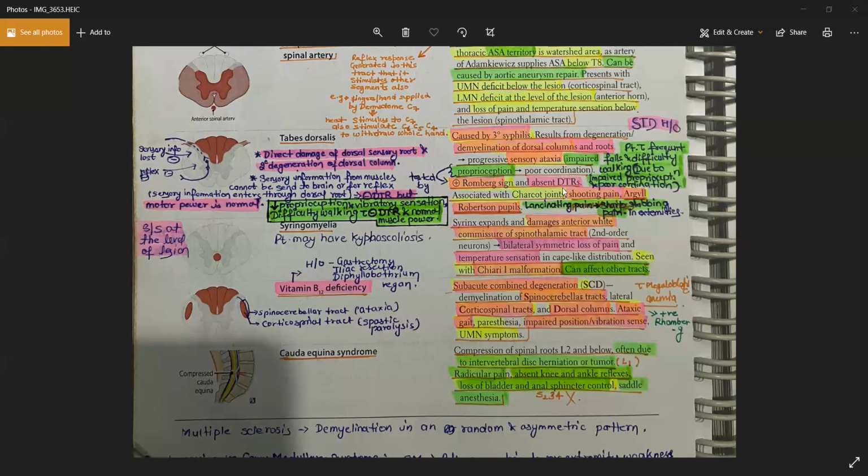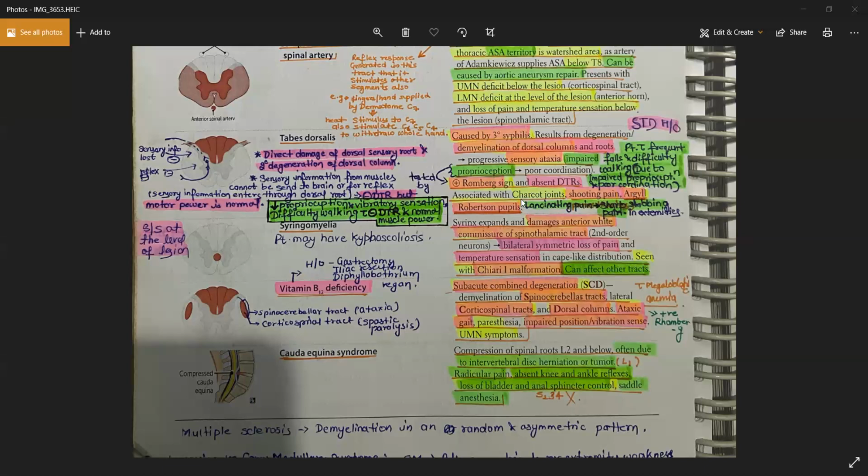You will have an absence of the deep tendon reflexes. Okay, you will have a sensory ataxia because of the impaired proprioception and poor coordination again. You will have a demyelination of the dorsal columns and the dorsal roots, right? It is also associated with the Charcot joints, which are a symptom of syphilis. Okay, you will have a very stabbing kind of pain, and the shooting pain will be there.